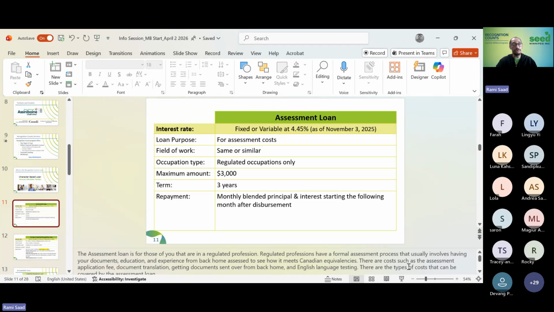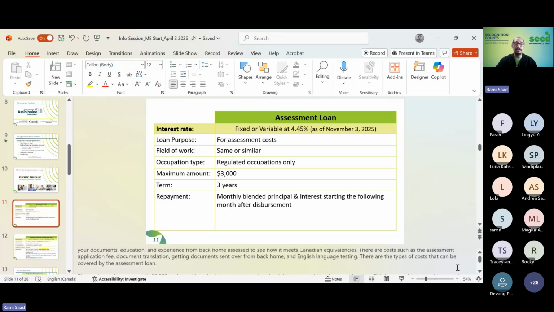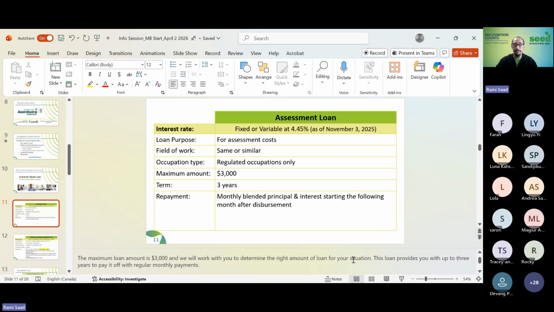And there are costs such as the assessment application fee, the document translation, or even getting some documents sent back from home. Sometimes they ask for an English language test. These are the types of costs that can be covered by the assessment loan. And the maximum amount is $3,000. And the loan coordinator is going to work with you to determine the right amount of loan for your situation.